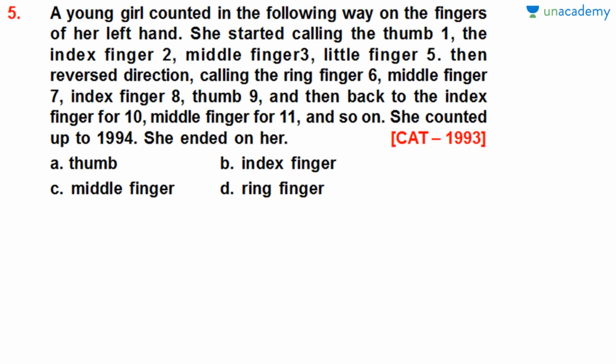Now next question. Now the question is very interesting. A young girl counted in the following way on the fingers of her left hand. She started calling the thumb 1, the index finger 2, middle finger 3, ring finger 4, little finger 5, then reversed direction calling the ring finger 6, middle finger 7, index finger 8, thumb 9, and then back to index finger for 10, middle finger for 11, and so on. She counted up to 1994. This question was asked in 93. She ended on her thumb, index finger, middle finger, or ring finger.